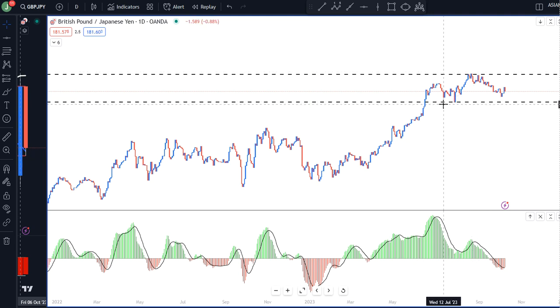You want to do the same thing for a level of support. Where did price go down, stop, and turn around? This area right here, price came down, stopped, and then it turned around. And we have not broken past this area as well. So now that we have identified that this high and low, support and resistance, is where price will dance in this region until it breaks the structure, right?